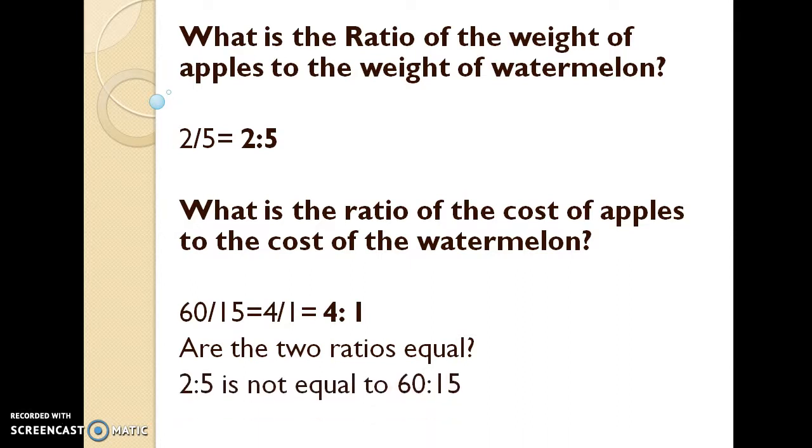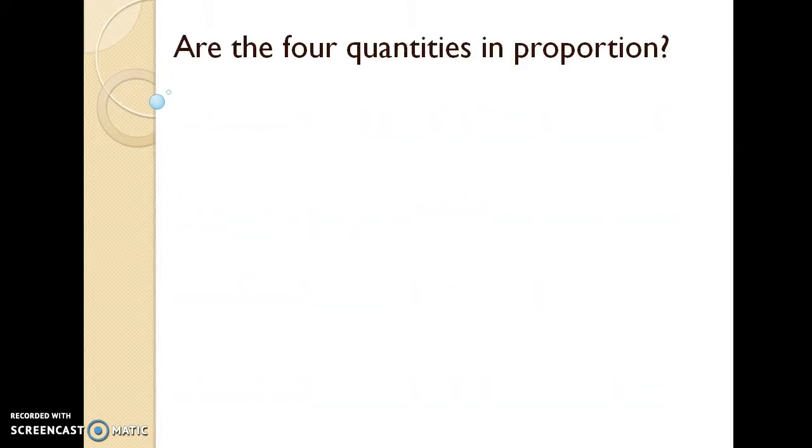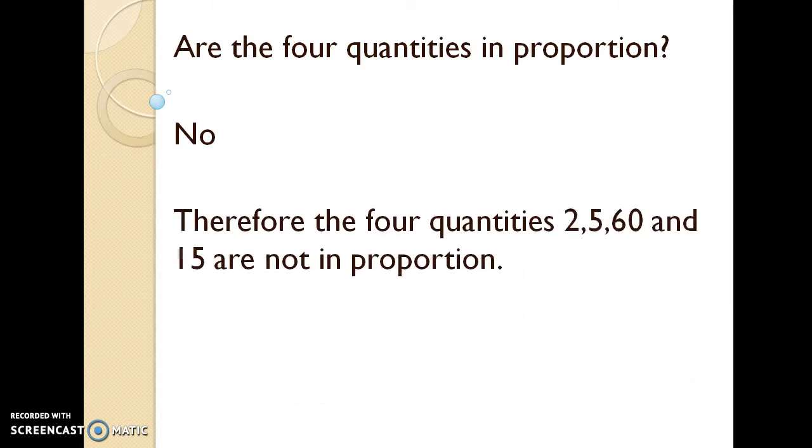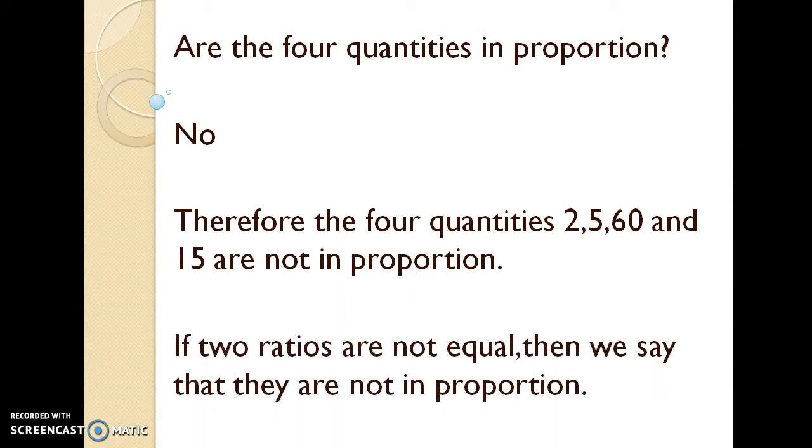So, 2 is to 5 is not equal to 60 is to 15. Are the 4 quantities in proportion? No. Therefore, the 4 quantities 2, 5, 60 and 15 are not in proportion. If two ratios are not equal, then we say that they are not in proportion.